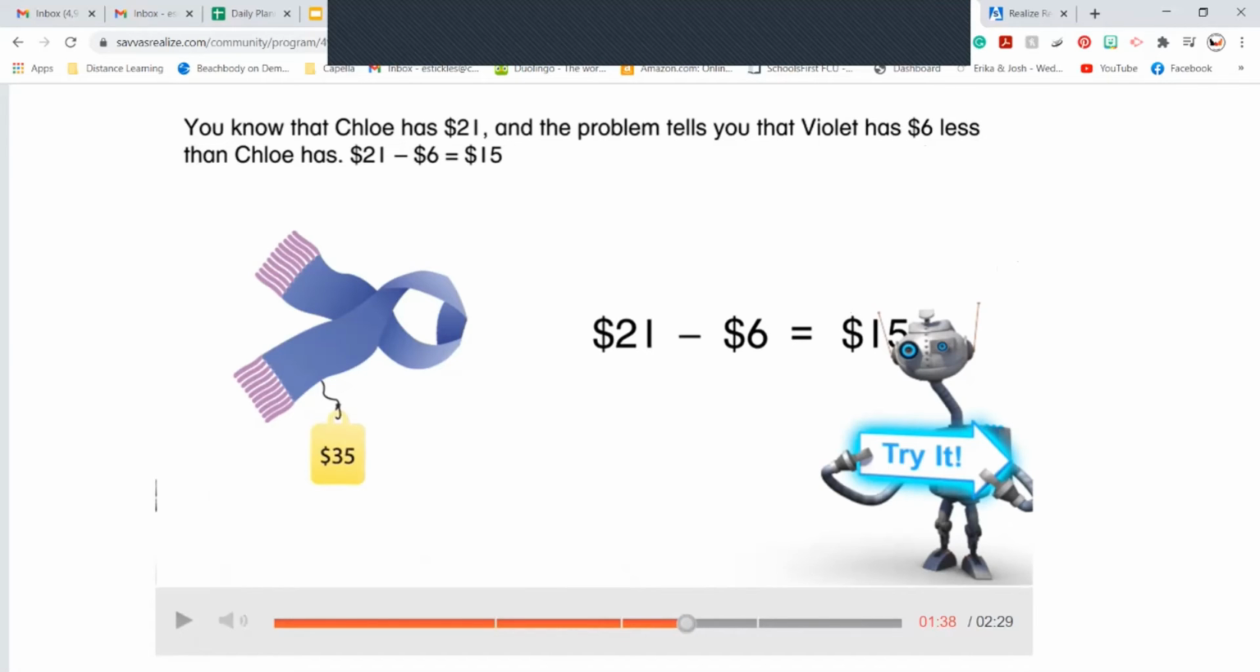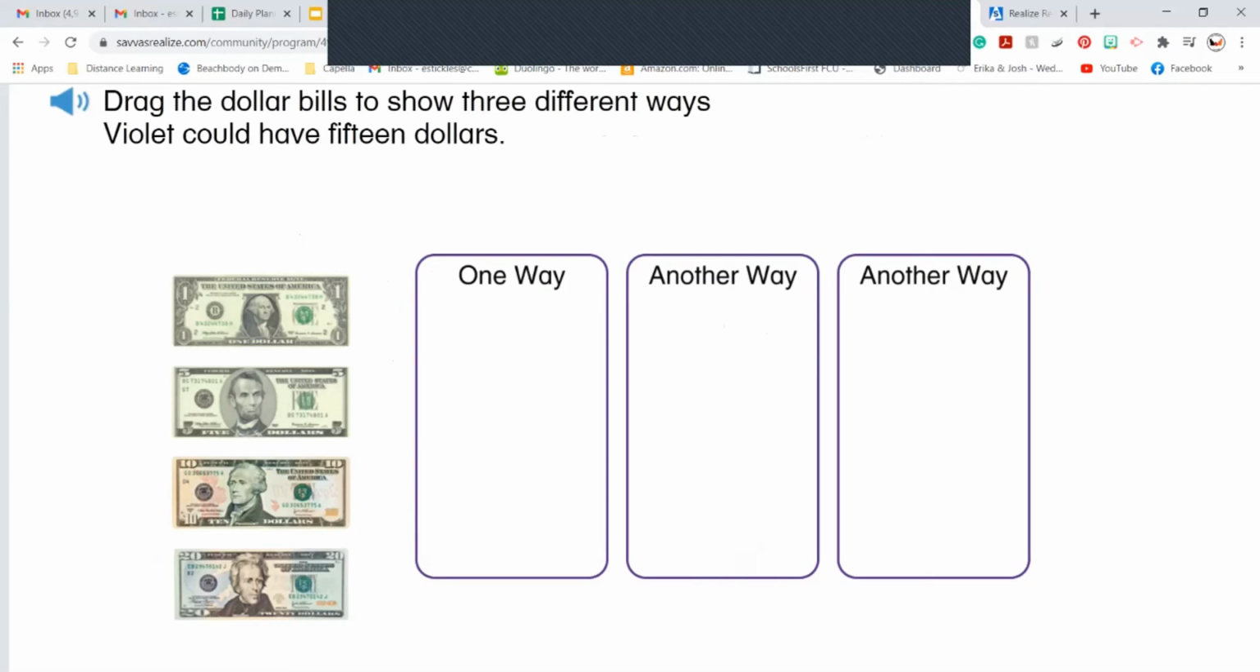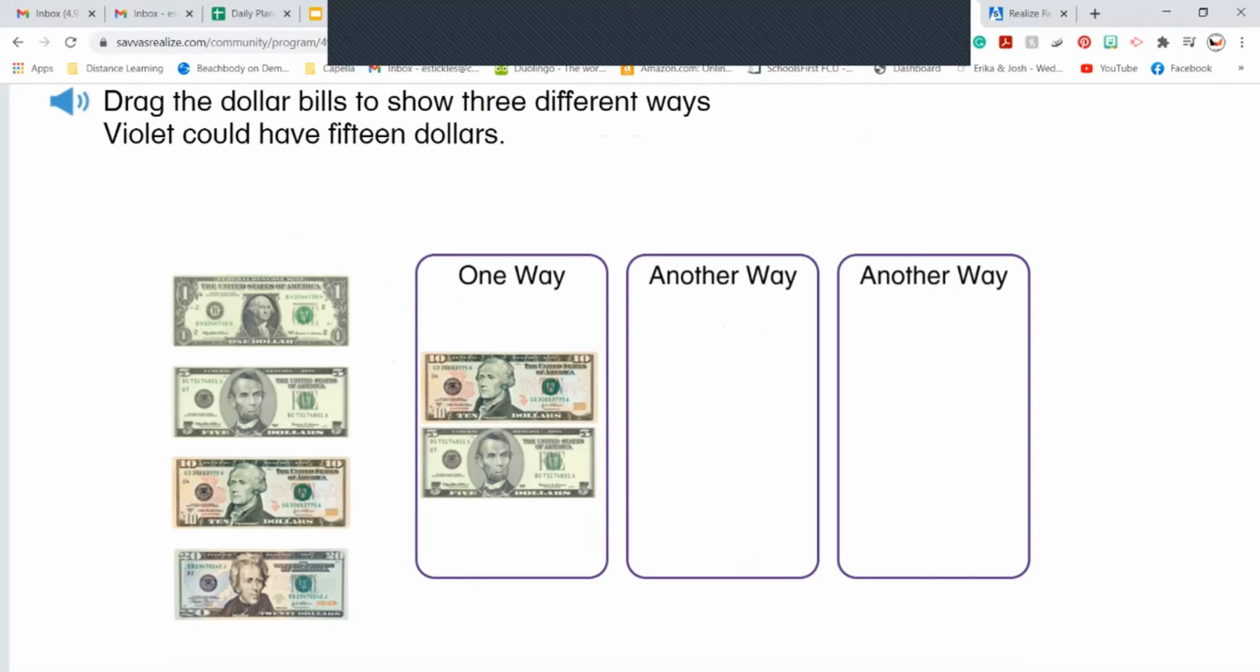Let's try it out. Drag the dollar bills to show 3 different ways Violet could have $15. Okay, so the first way I'm going to do this is making the biggest bills I can. So I can't use a 20, that's too much, but I could do $10. And then I can't do another $10 bill because that would be too much, but I could do a $5 bill. And $10 plus $5 equals $15.